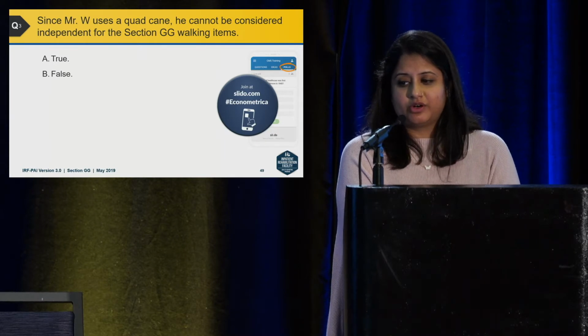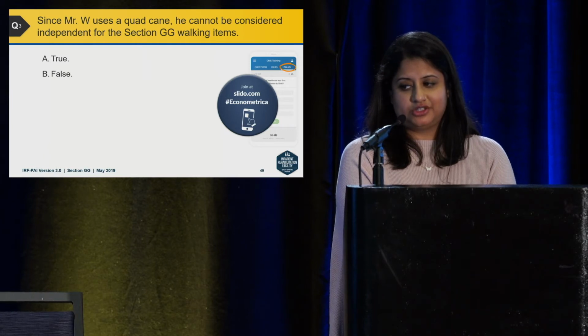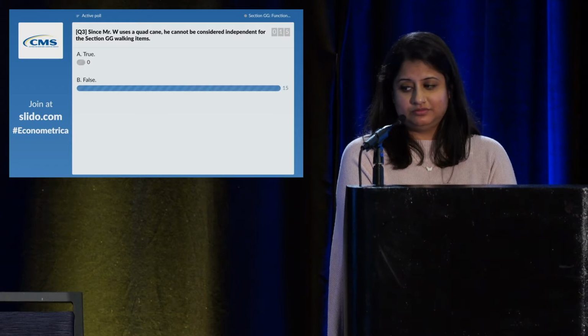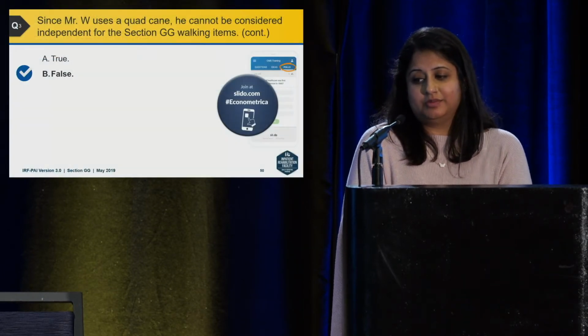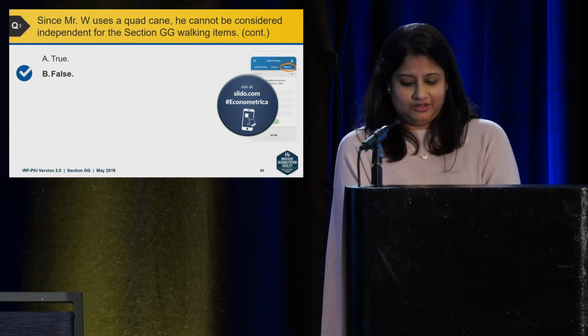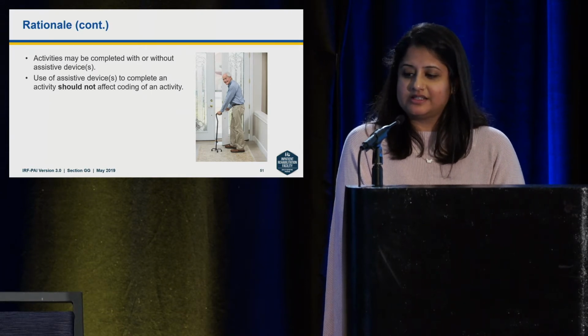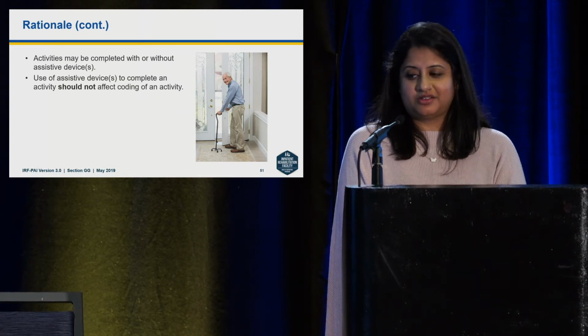Okay, so one more question for Slido. Since Mr. W uses a quad cane, he cannot be considered independent for the section GG walking items. Is this A, true, or B, false? And we'll go ahead and look at the correct answer now, and it is B, false. Again, the rationale: activities can be completed with or without assistive devices, and use of assistive devices to complete an activity should not affect coding of an activity.